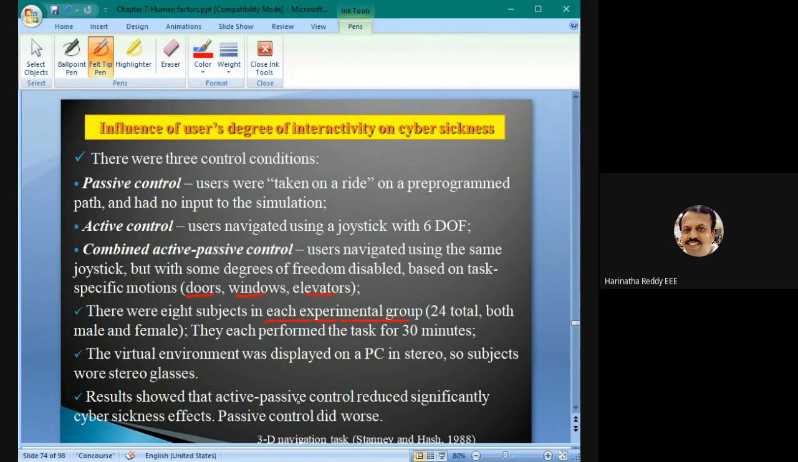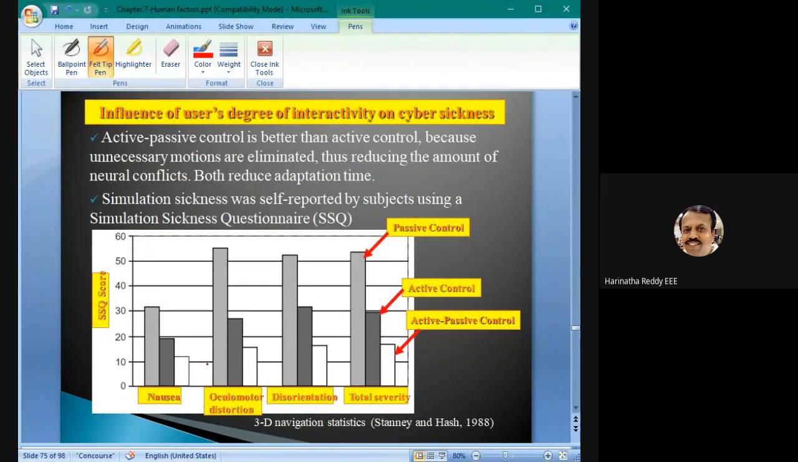The results showed that active-passive control significantly reduced the cyber sickness effect. So out of these three different methods, active-passive, that is the combination of both active and passive control, reduces the cyber sickness in a significant manner. And the worst condition is the passive control. So active passive control is better than active control because unnecessary motions are eliminated. This is one important thing, thus reducing the amount of neural conflicts. So both reduce adaptation time.